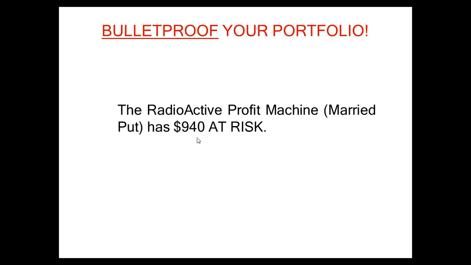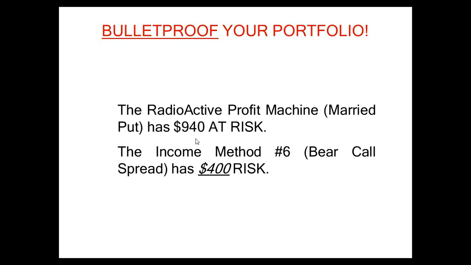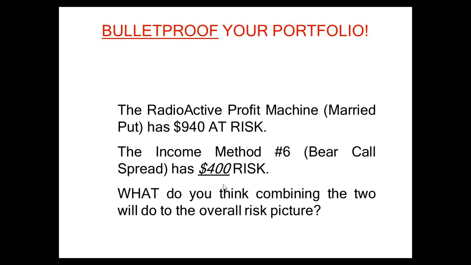Now we saw the married put with 940 at risk, and we just looked at the bear call spread with 400 at risk. So if we put those 2 positions on at the same time, what total amount of risk are we looking at? Well, if you just added the risks, you'd say it's 1340, but that's not how it works, is it? No. Okay. Here's how it really works.